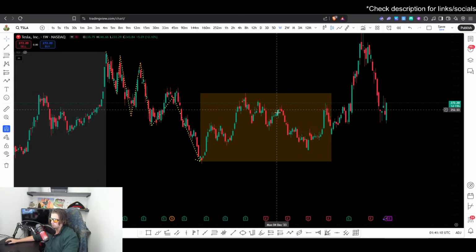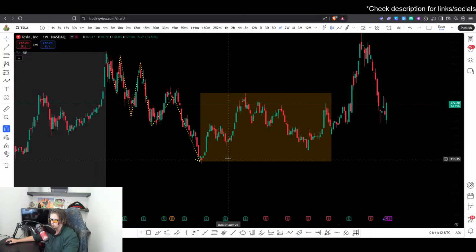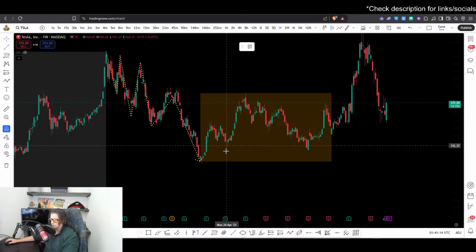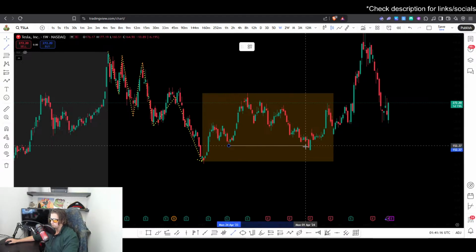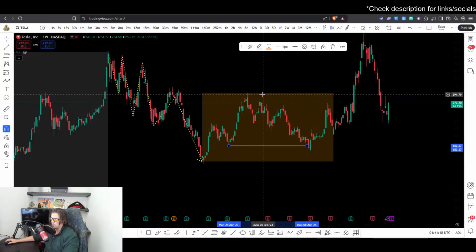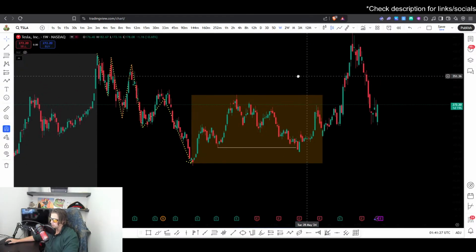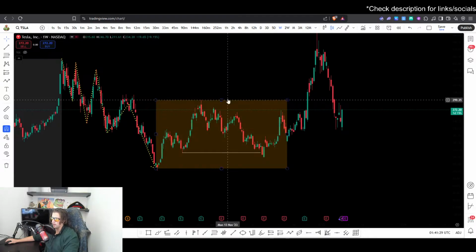But then price came down and actually broke this low right here. So it broke the trend and then came back up. And so it was just trading in this range. It wasn't in a trending environment yet, until it started to break out of the range, right?